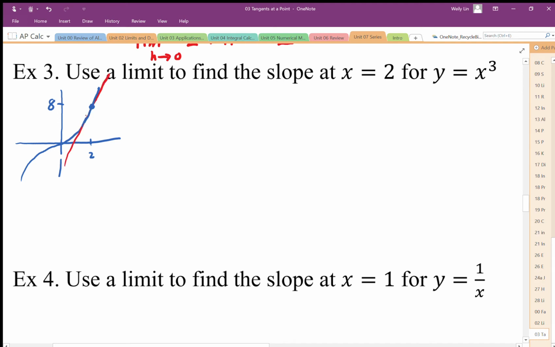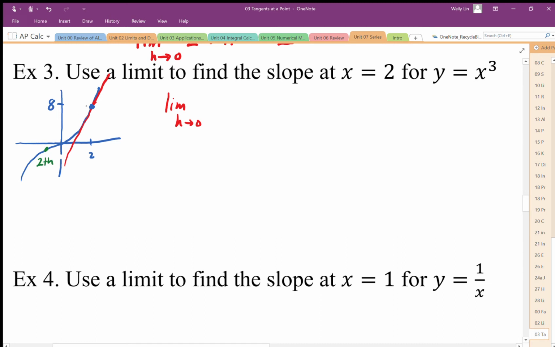Okay, so to do this, I'm going to set up my rise and run ratio. So I'm going to take the limit as my h goes to 0 of these two points. So I need a 2 plus h. Okay, let's put that over here. So that's going to be 2 plus h, where h is negative.